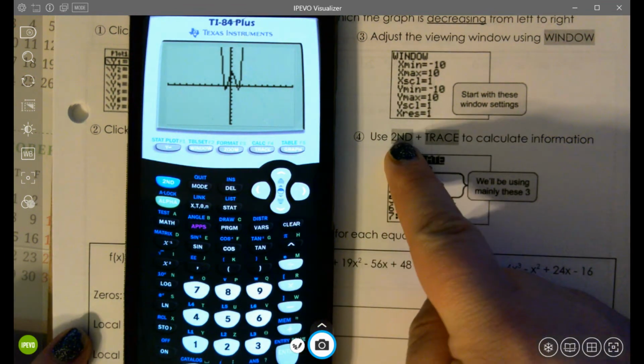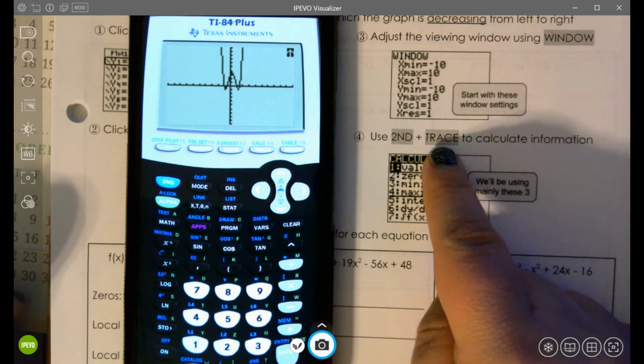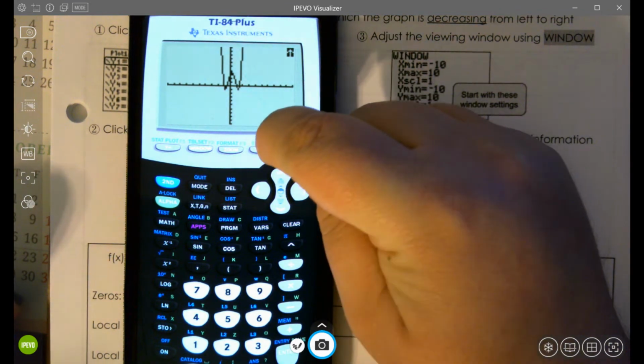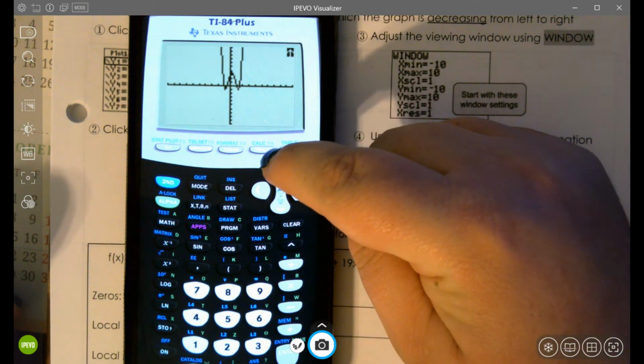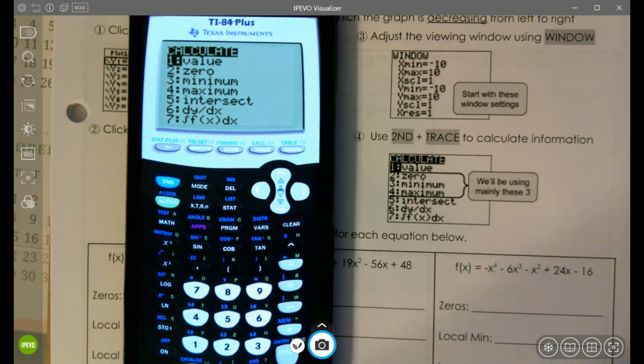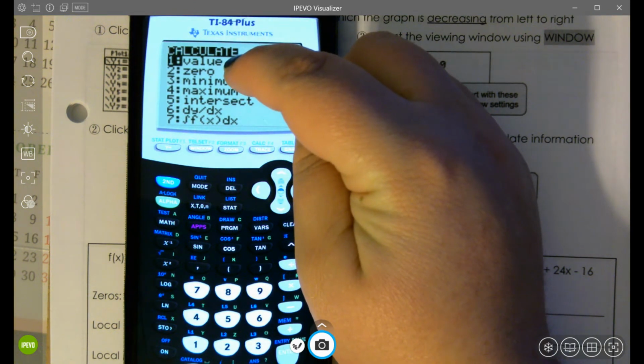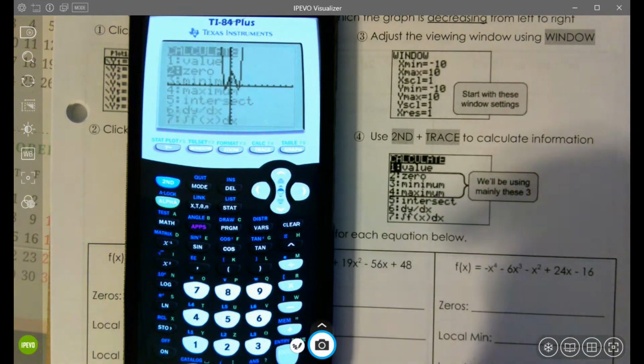And you're going to use second trace. So second is the blue button. Trace is right here, next to graph. And you'll notice that it says calc above it. That's because this is where you can go to calculate things. So you can type in any x value and it'll plug it in for you. I'm going to go to 0.